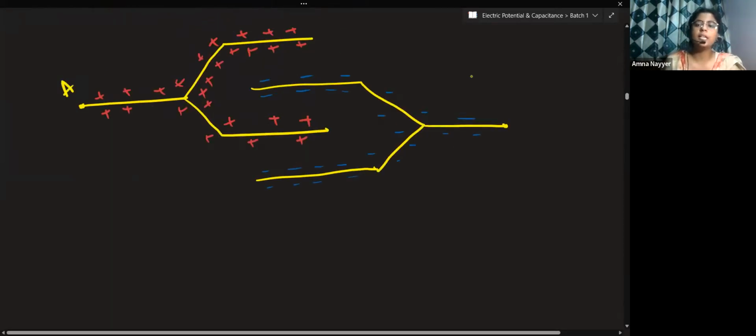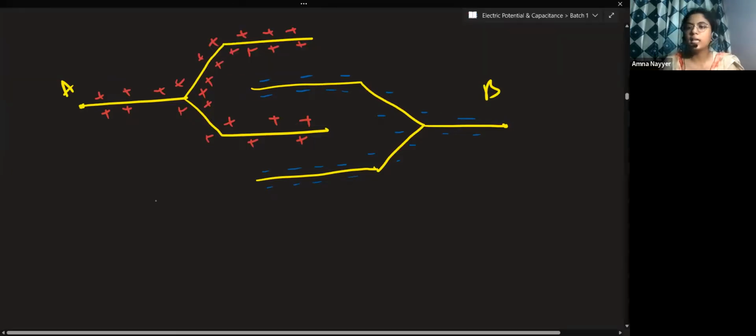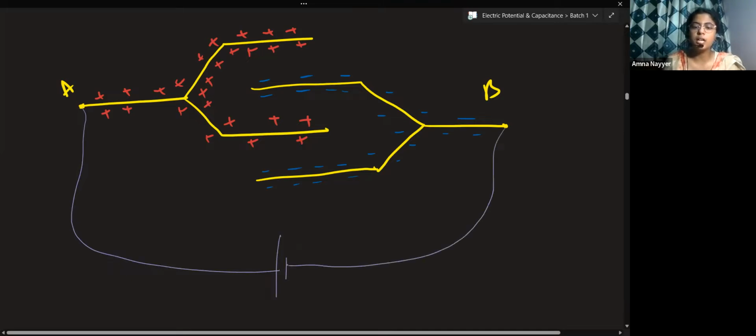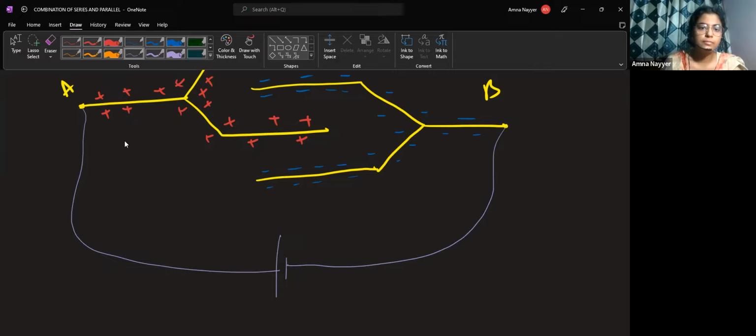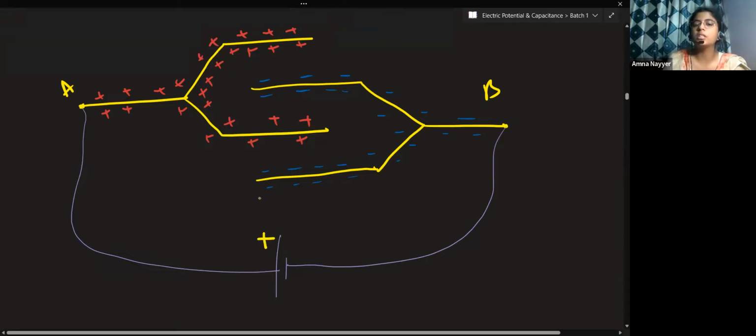Let's say this is point A, this is point P, and you have to find the equivalent capacitance. So how to find it right now, since nothing is mentioned? First, connect it to a positively charged terminal and a negatively charged terminal. Understand the method. This is unique for capacitance. Now what will happen? The plate connected to the positive end will develop positive charge like this, and the plate connected to the negative end will develop negative charge like this.